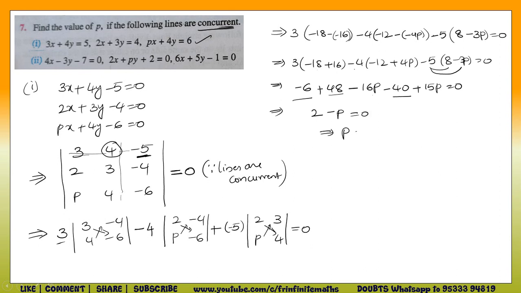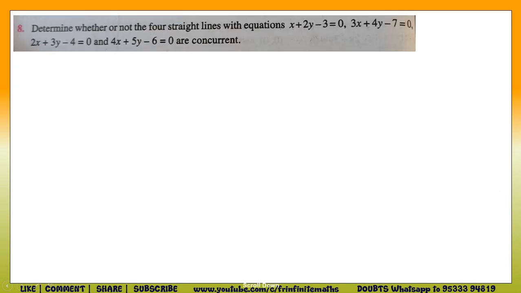Now from this, when I transpose p, I am going to get the value of p as 2. The value of p is 2 here. The same way, you try the second bit. Next, moving on to the next question.